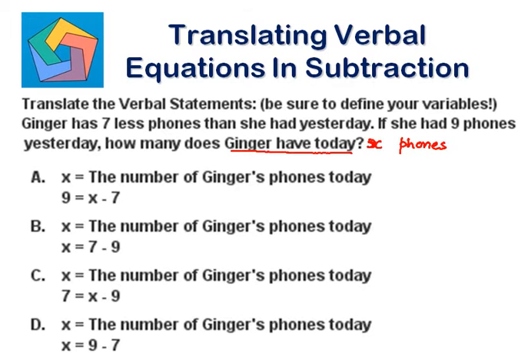7 less phones. That means Ginger has 7 less phones today than yesterday. So yesterday's phones are given to be 9. So 9 minus 7 should give me today's phones, that is X. So, x is equal to 9 minus 7, where x represents Ginger's phones today. Which is the answer in the D part. We can highlight that.